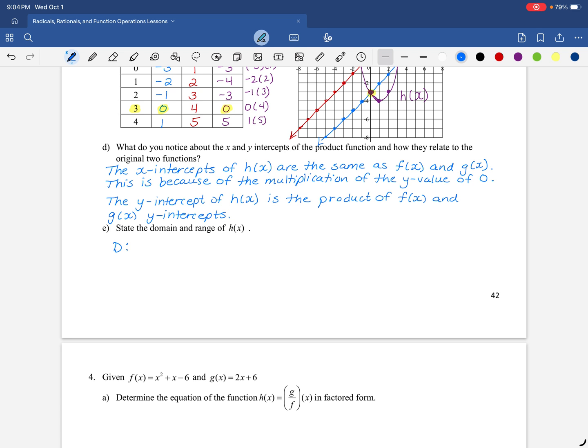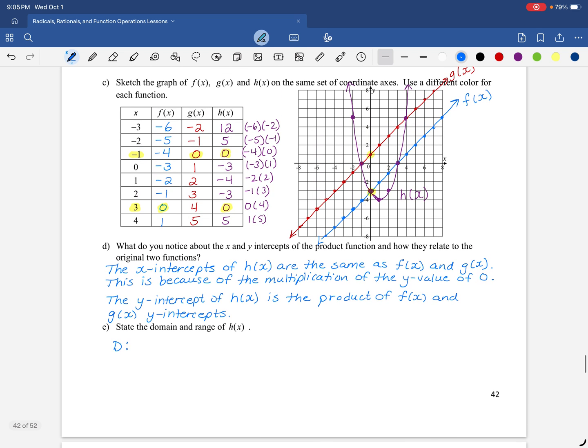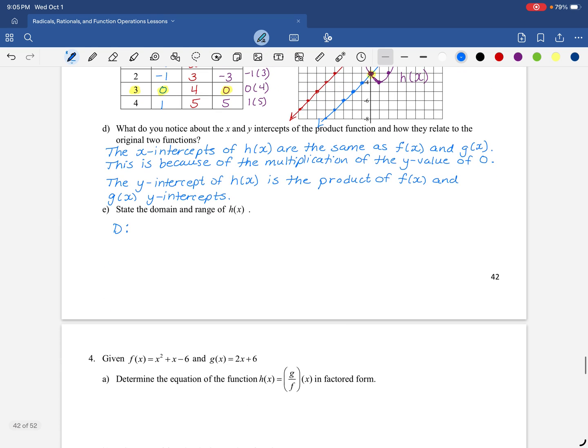Okay, so the domain here is going to be just an element of the reals. It makes sense. Remember, function g and function f both had x as an element of the reals. So the common domain is just that x is an element of the reals. When we multiply two linears, there's no extra restrictions going on. So the domain is still going to be x such that x is an element of the reals. And I'm just going to indicate here, of course, that's the common domain of f of x and g of x.